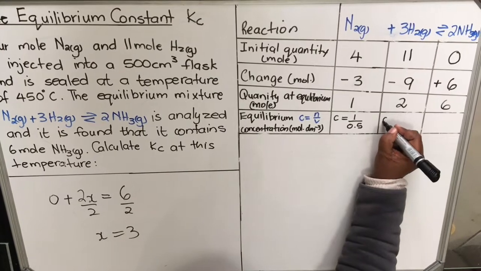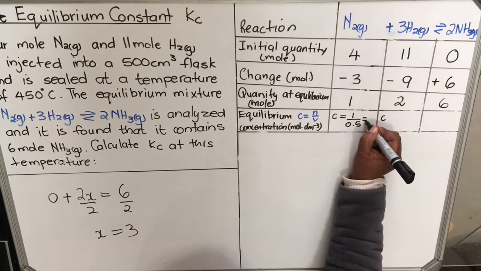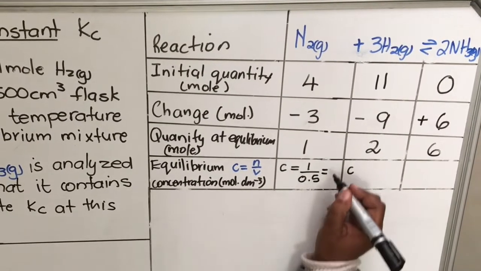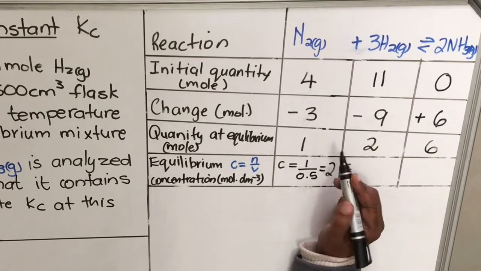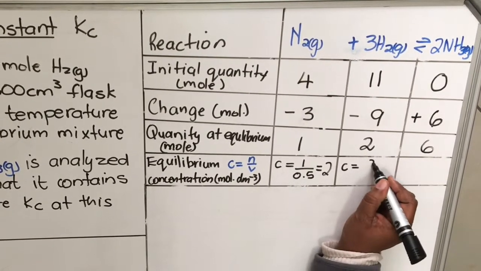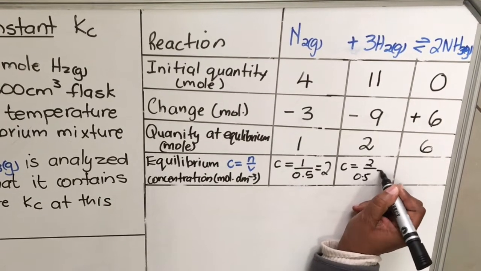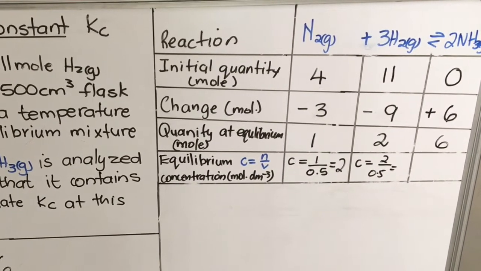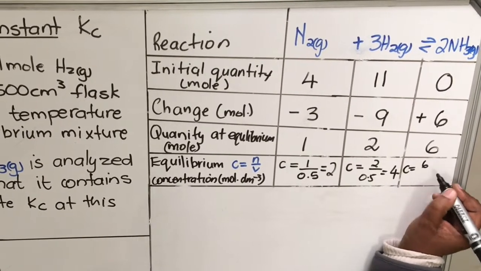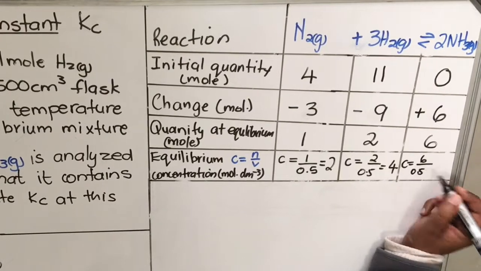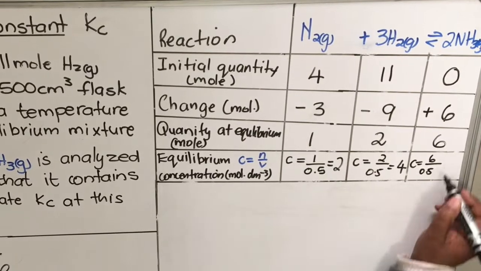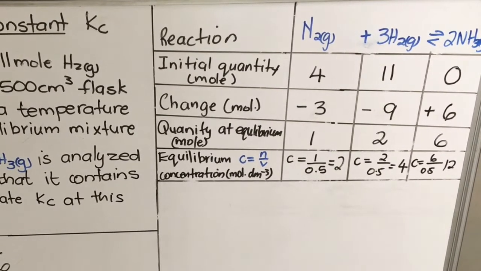Let's calculate the concentrations. For nitrogen, 1 divided by 0.5 is 2, so the concentration of nitrogen is 2. For hydrogen, 2 divided by 0.5 is 4. For ammonia, the number of moles is 6 and the volume is 0.5, so 6 divided by 0.5 is 12. So now we have found the concentrations.